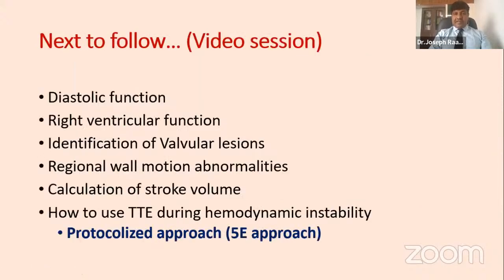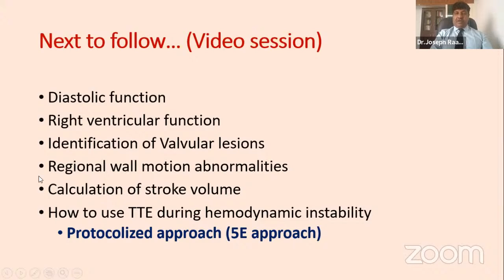In the next session we will see how to do the diastolic function assessment, how to assess the right ventricle, how to identify significant valvular lesions, especially the stenotic lesions, which are very important for anesthetic management, and how to identify regional wall motion abnormalities. If time permits, we'll see the calculation of the stroke volume and how to use it.